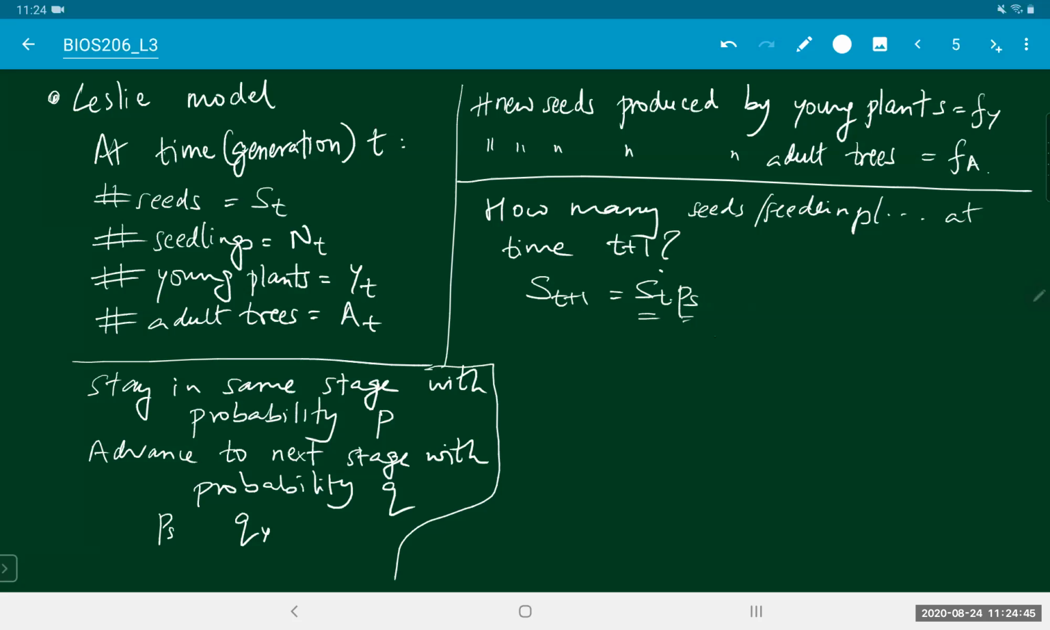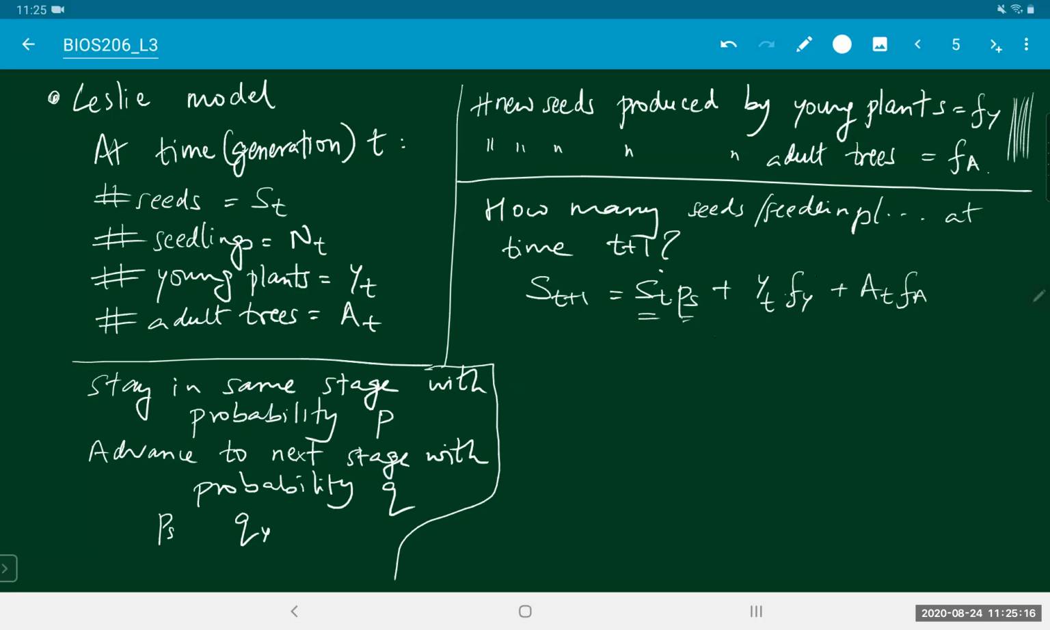But seeds also came from here, from the young plants and the adult trees giving you seeds. So how many young plants were there? There were YT young plants, and each of them gave FY seeds. And there were AT adult trees, and they gave FA number of seeds. So in the next generation, this is the total number of seeds.